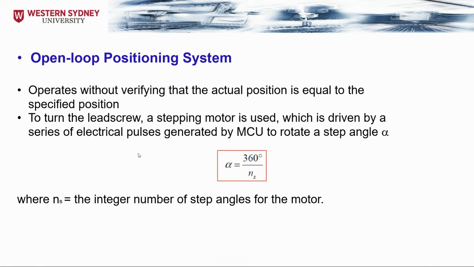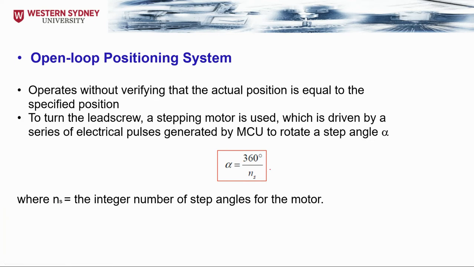So we said once again that the open loop positioning system operates without verifying that the actual position is equal to the specified position. Instead, we turn the lead screw a certain number of steps, and each step represents a certain angle of the lead screw. To turn this screw, we use a stepper motor, which is driven by a series of electrical pulses generated by the MCU to rotate by the step angle alpha. Okay, so now this will be the first equation.